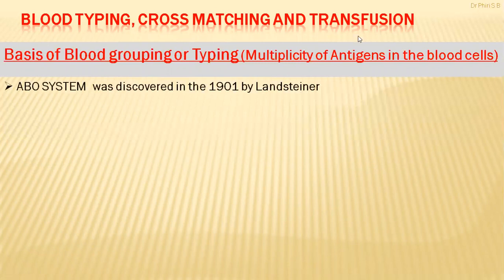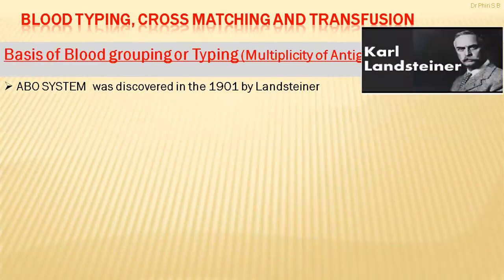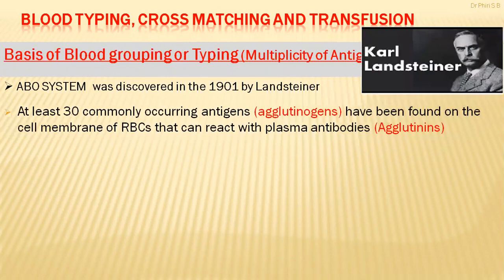The ABO system was discovered in 1901 by Landsteiner. This is a scientist who looked at antigens found within red blood cells. He's the one who described the ABO system, which is very important even now. He is called Carl Landsteiner.